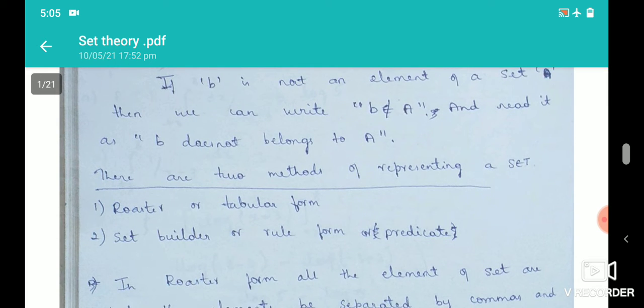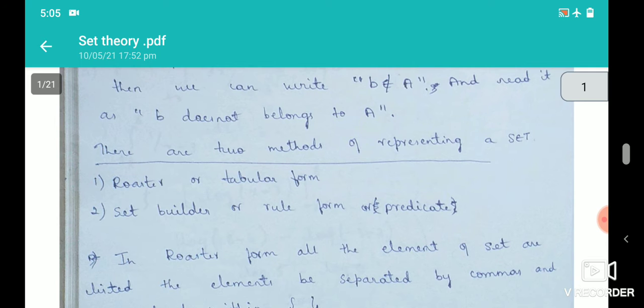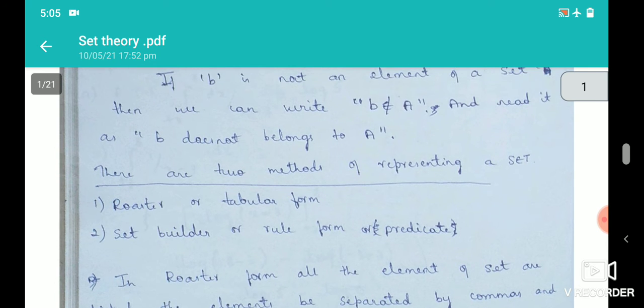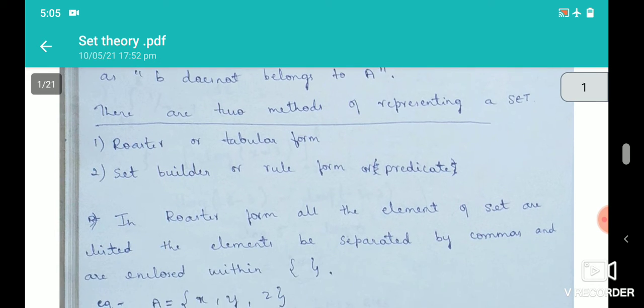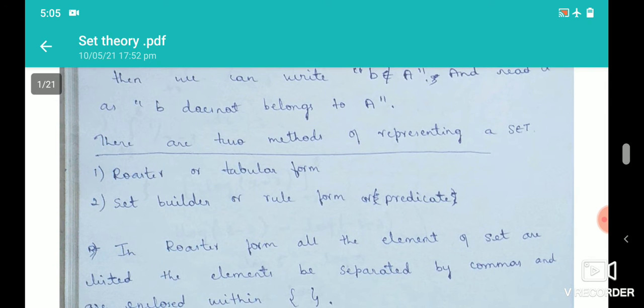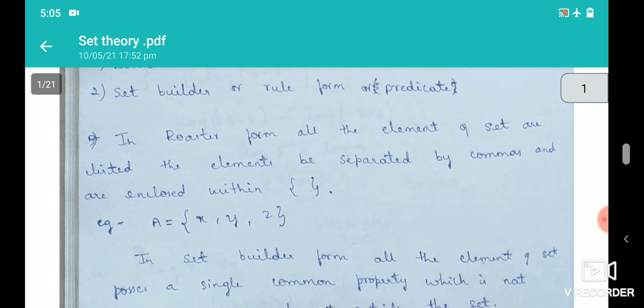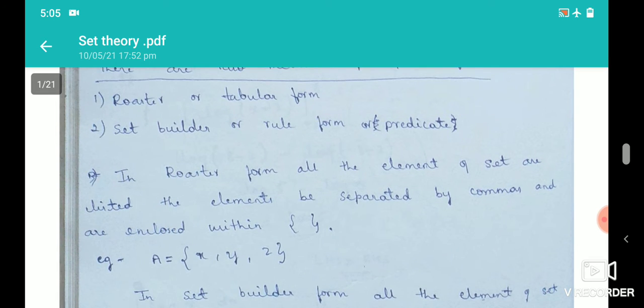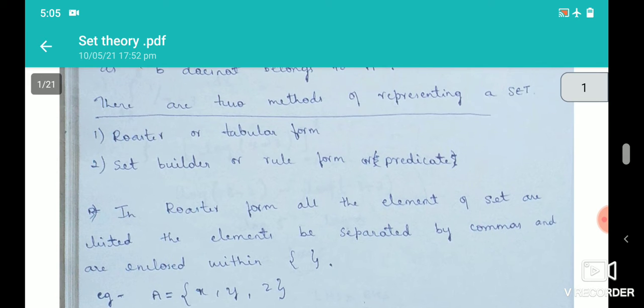Then there are two methods for representing sets. We use the roster method, R-O-S-T-E-R, please note the spelling, or tabular form, and the second one is the set builder form, or rule form, or predicate. That is the tabular form or the set builder form. Now let us discuss what is this roster method or tabular form.